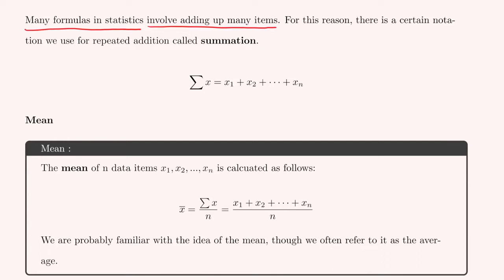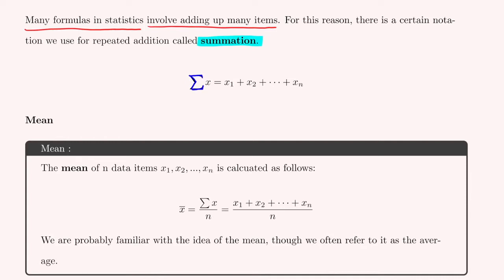Whenever we have repeated addition of items in a particular list or something that we can describe mathematically, we can use something called summation notation. In summation notation, we use this symbol, which is a capital Greek letter sigma, and it tells you to add up all the things that look like x.